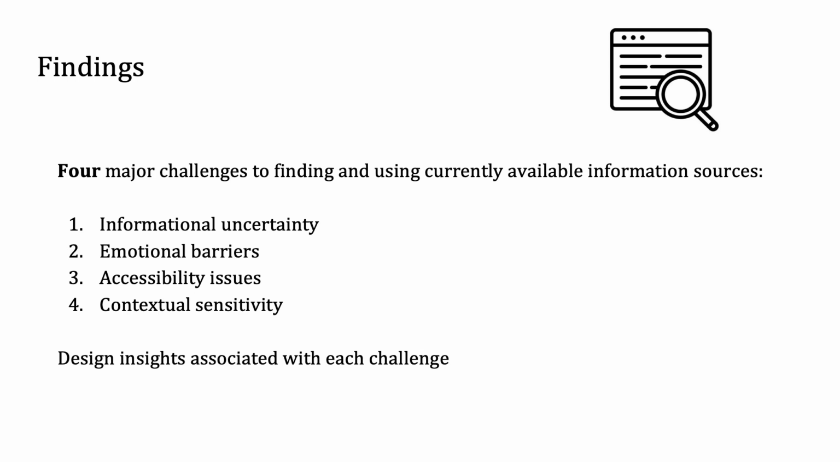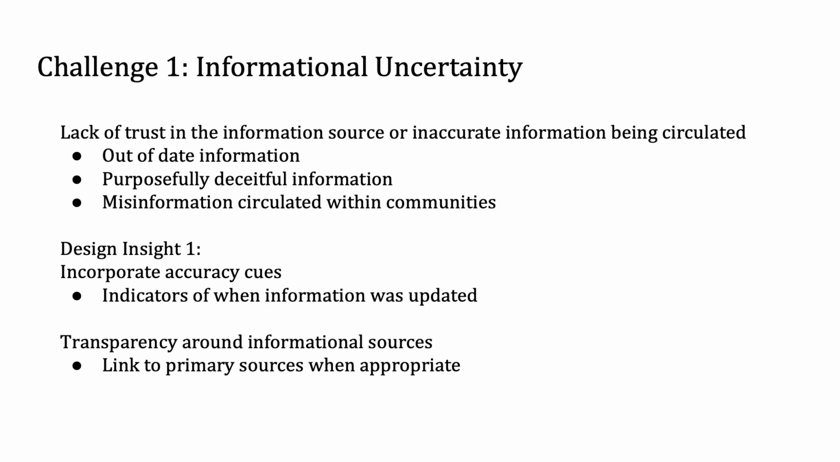We found 4 major challenges to finding and using currently available informational sources. And we also found a series of design insights emerged that were associated with each of these challenges, which I will highlight in the next part of the presentation. The first challenge that we observed was informational uncertainty. Interviews with both asylum seekers and professionals showed that there was a lack of trust in the informational sources as well as the accuracy of information that is circulated online.